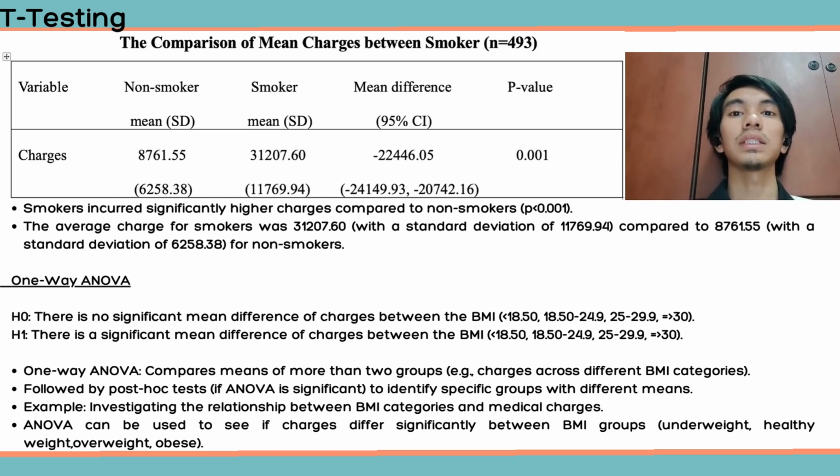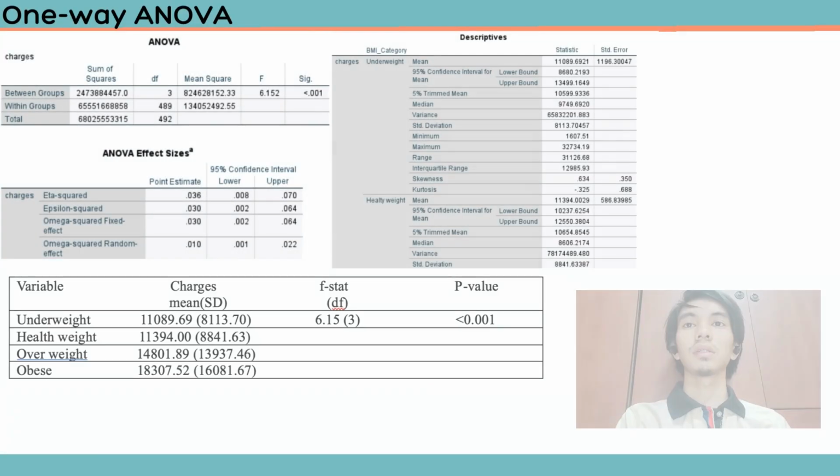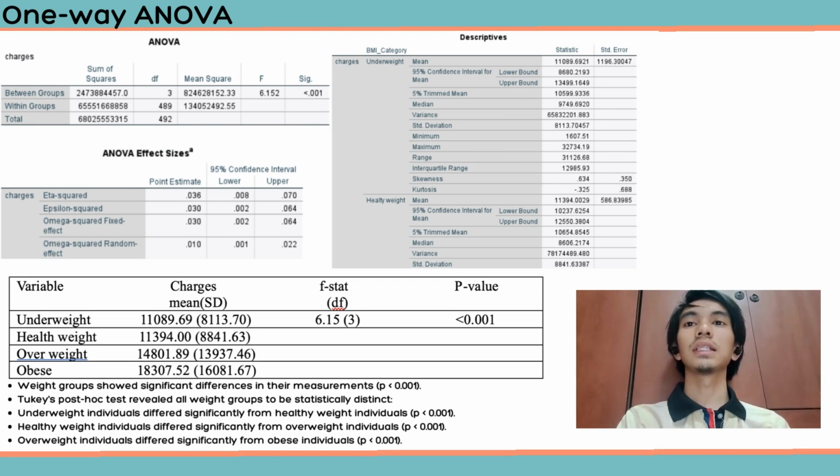And for H1, there is a significant mean difference of charges between the BMI groups. One-way ANOVA compares means of more than two groups, for example charges across different BMI categories, followed by a post hoc test if ANOVA is significant to identify specific groups with different means. For example, investigating the relationship between BMI categories and medical charges, ANOVA can be used to see if the charges differ significantly between BMI groups, like underweight, healthy weight, overweight, and obese. So as you can see here, this is an example of a one-way ANOVA table.